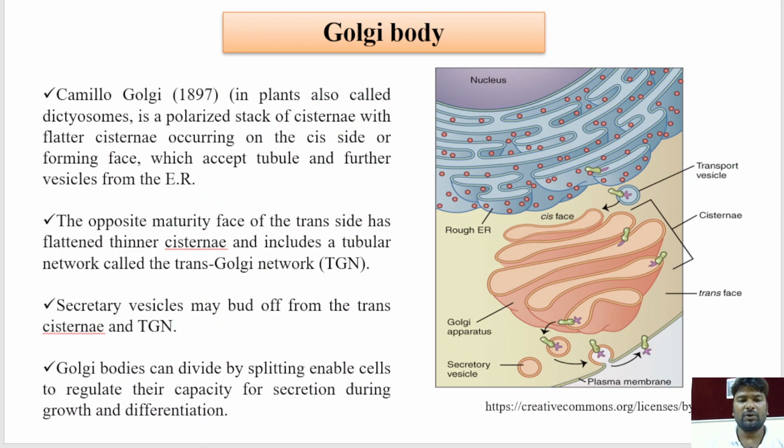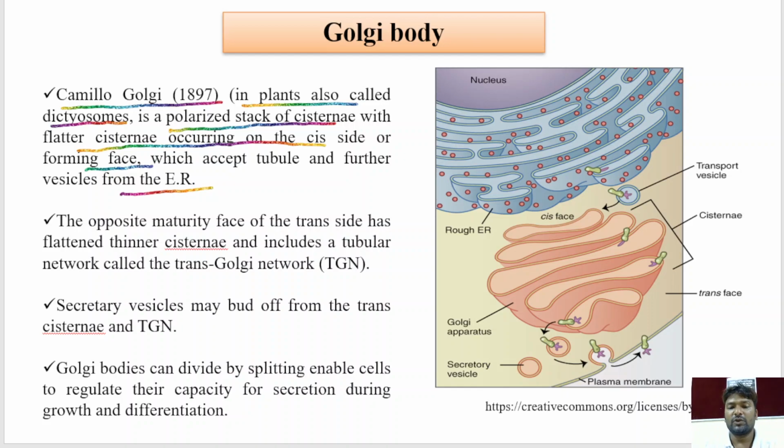Now next is the Golgi body. So Camillo Golgi in 1897 discovered or named this Golgi body, and in plants it is also called dictyosomes. This is a polarized stack of cisternae with the flatter cisternae occurring on the cis side or forming face, which accepts tubules and further vesicles from the endoplasmic reticulum. So friends, here are two sides of this Golgi body. One is the cis face and second one is the trans face.